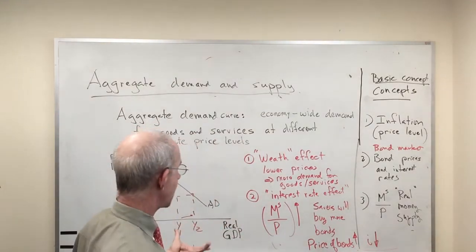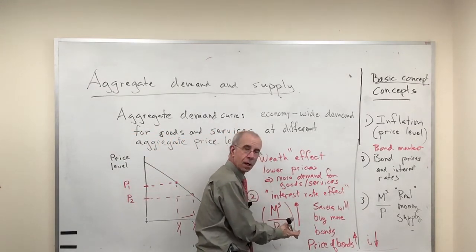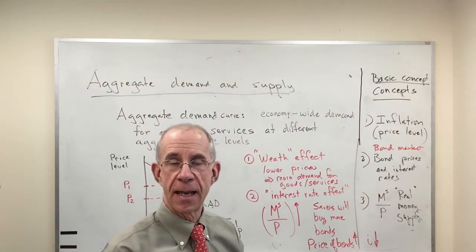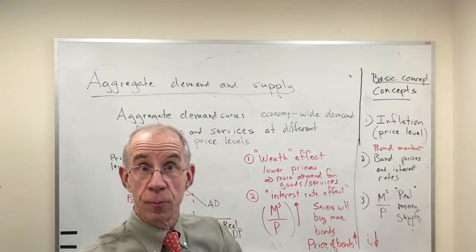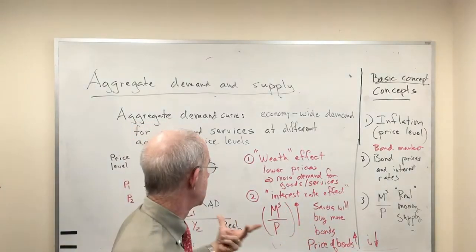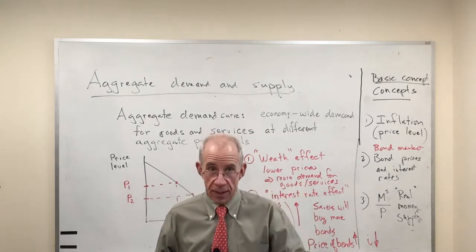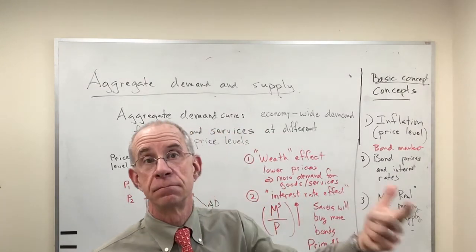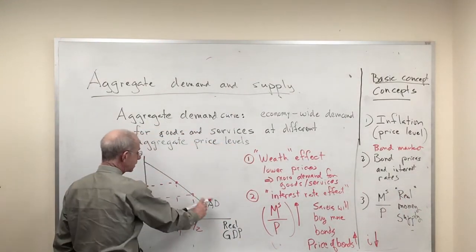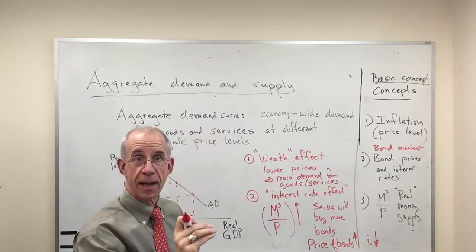Okay. If prices go up, the real value of the money that you have on hand goes down. You'll try and accumulate more money for transactions, if you will. There will be less purchase of bonds. Price of bonds falls, interest rates go up, means less investment. So you have this basic negative relationship between the price level and aggregate demand.